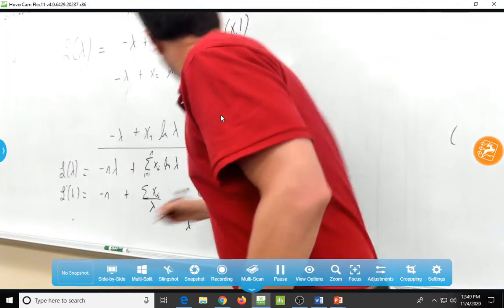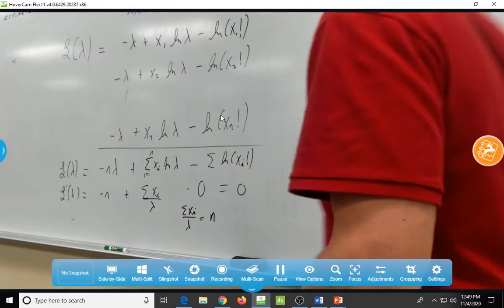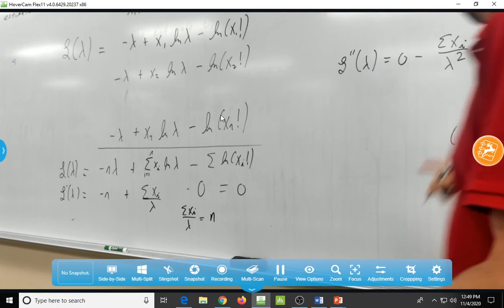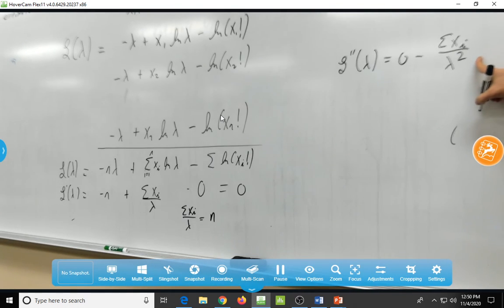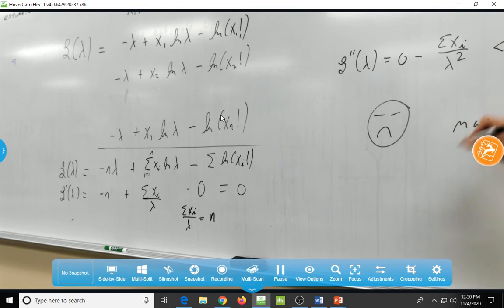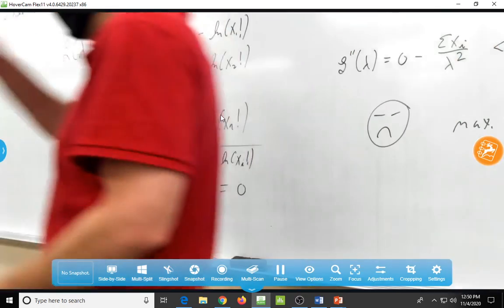Taking the second derivative of this, I get 0 minus the summation of xi over lambda squared. Is this positive or negative? It kind of depends on what xi is, but it is negative for positive xi. So it's a maximum. Remember, second derivative, so it's sad face, concave down, maximum.